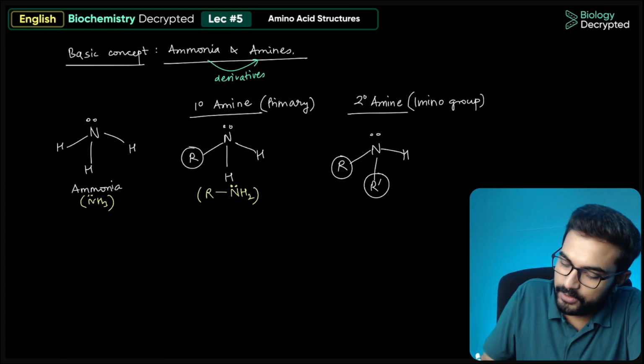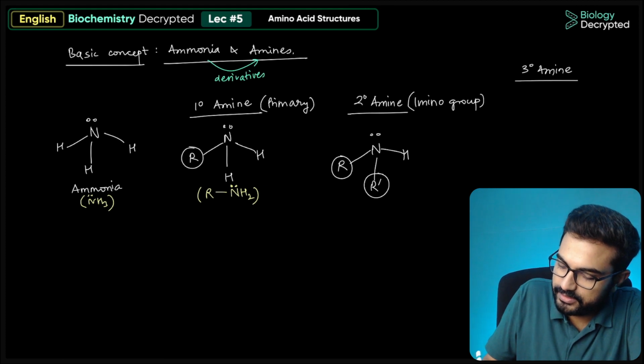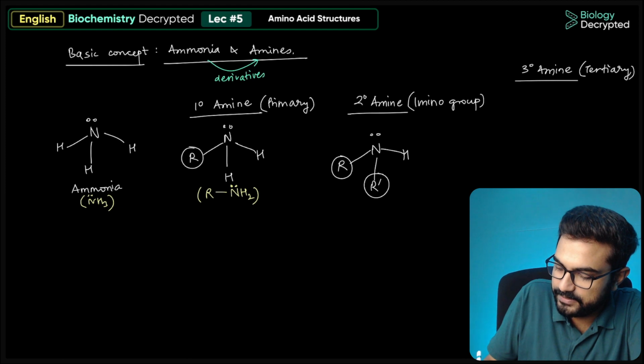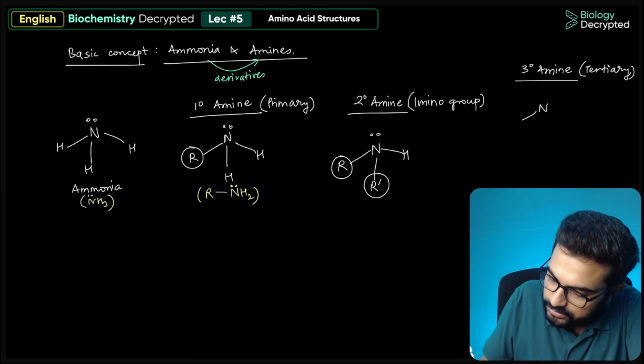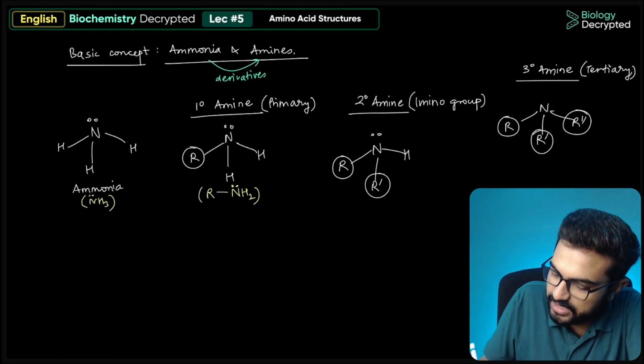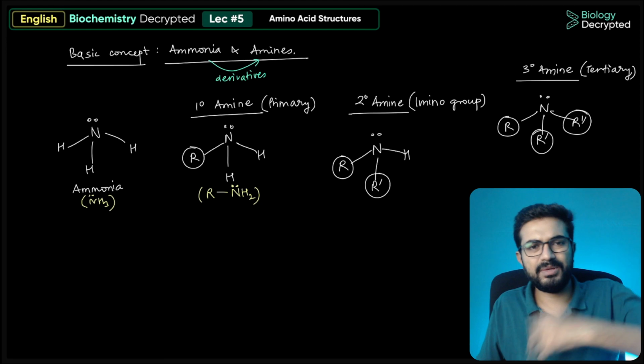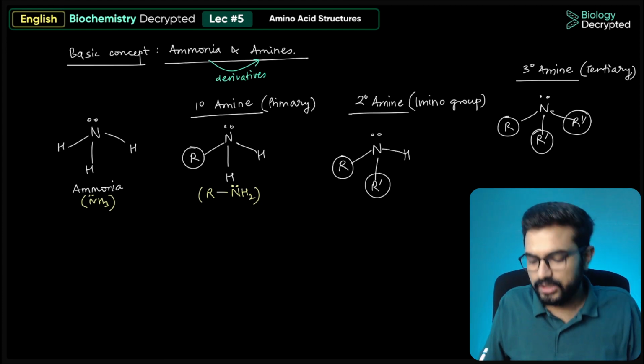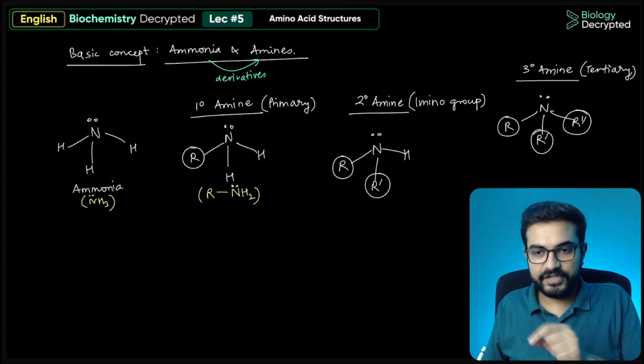Now let's talk about the tertiary amine. As I told you earlier, there will be three different R groups: R, R dash, and R double dash. They are considered to be different, though they may be equal as well. So this is an example of a tertiary amine.